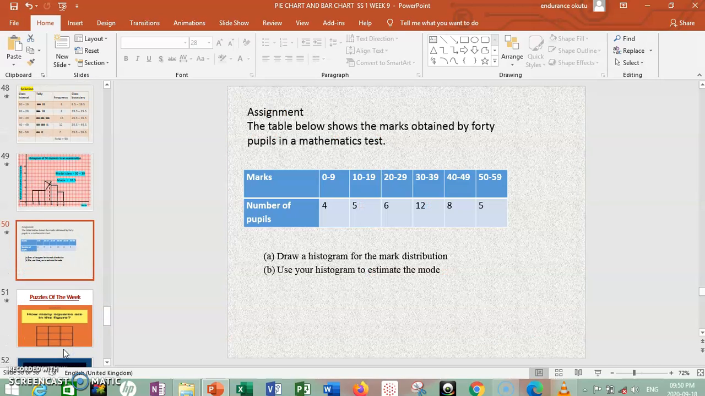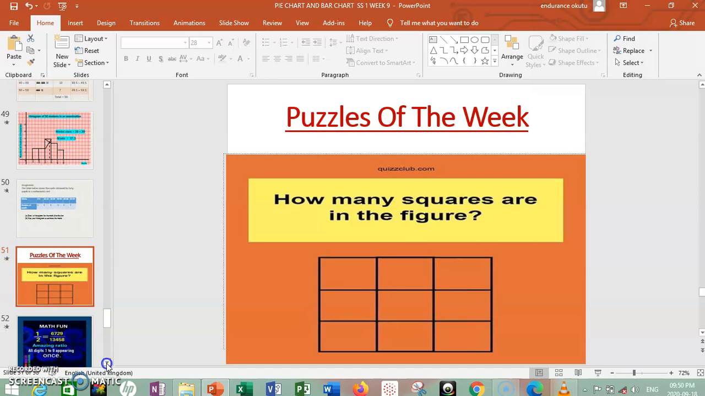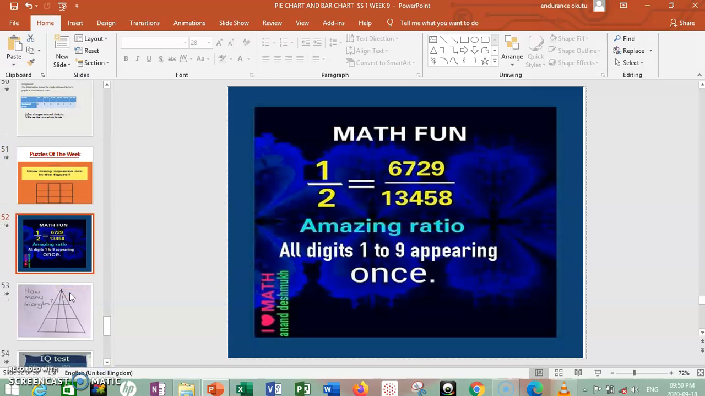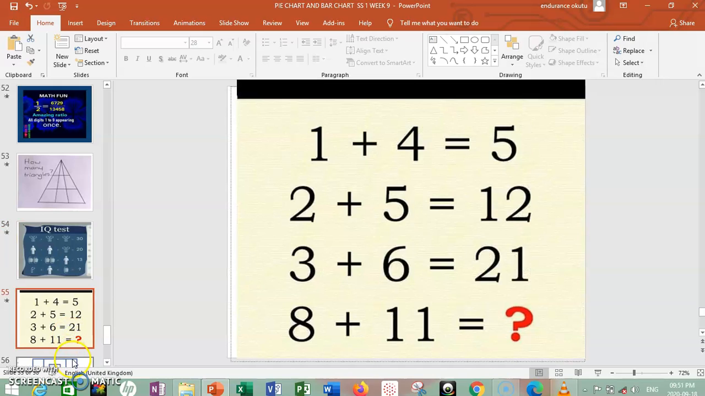Now, this is your assignment. I need you to do these assignments and practice them so that you should be able to answer such questions when you see them in your exam. All right. These are puzzles. I need you to, at your leisure, enjoy these puzzles.